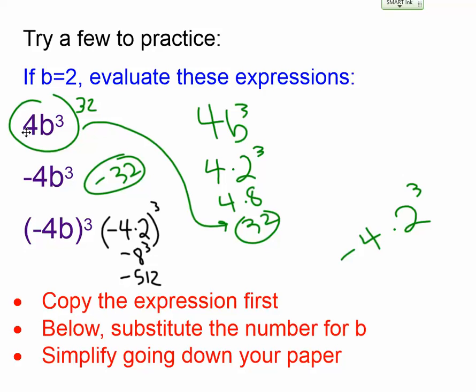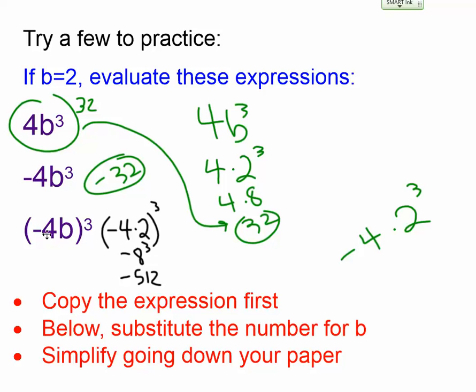You did some practice, making sure you understand the differences between these problems. So this one is 4 times 2 times 2 times 2. You do the exponent first, which is 8, and 8 times 4 is 32. And as Tyne said, this is just the opposite of it because b cubed is still 8, and 8 times negative 4 is negative 32.